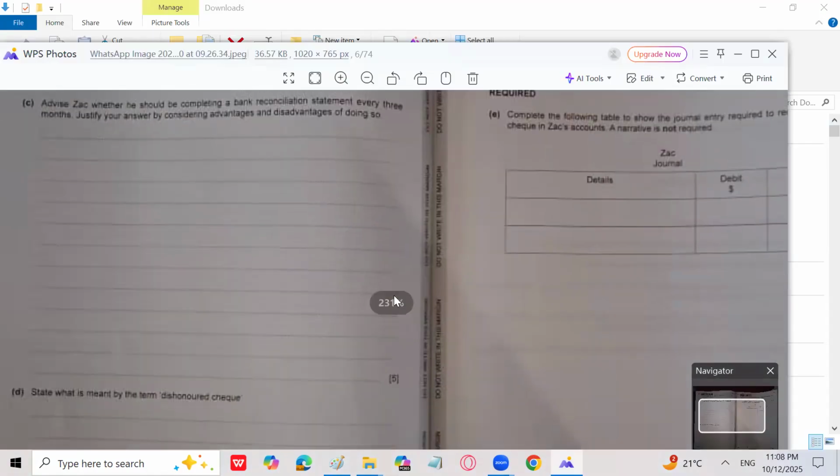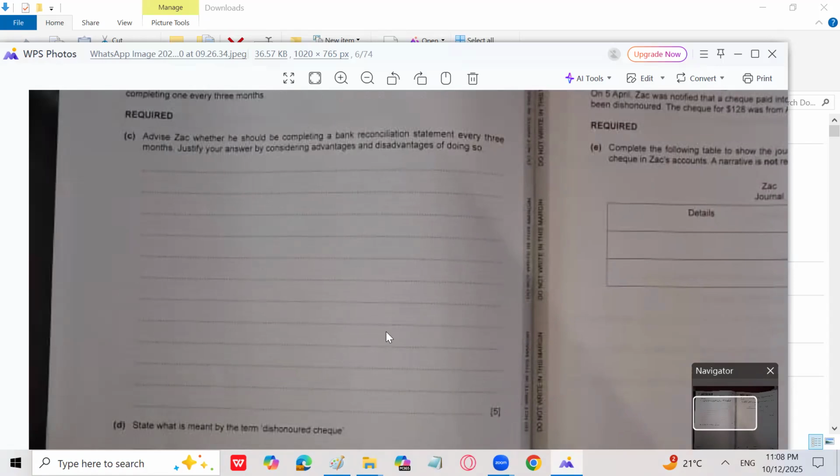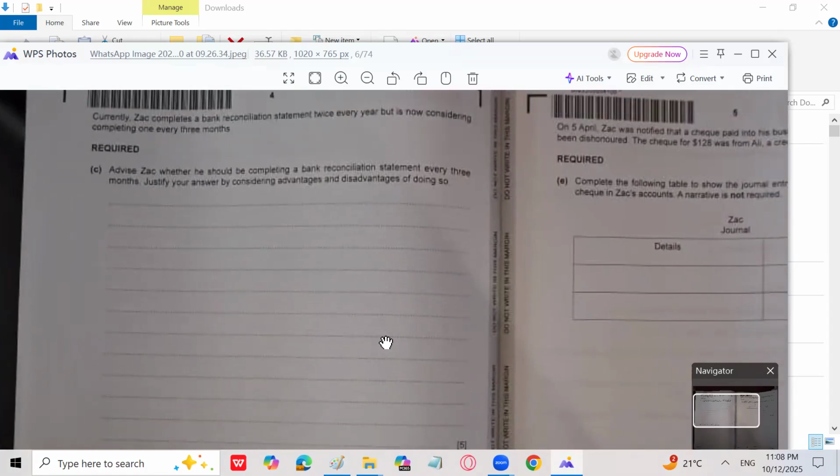If you see the C part, it states that currently Zach completes a bank reconciliation statement twice every year, but is now considering completing one every 3 months. Advise Zach whether he should be completing a bank reconciliation statement every 3 months. Justify your answer by considering advantages and disadvantages of doing so.